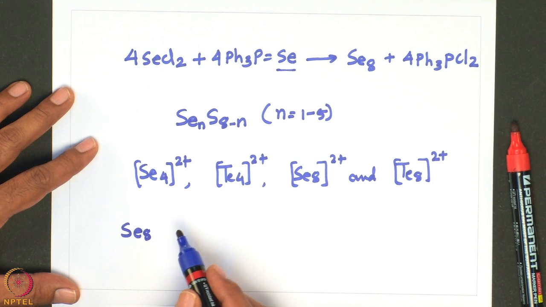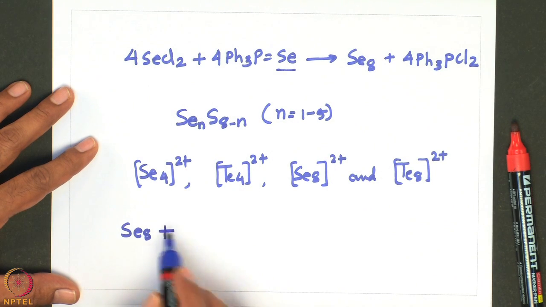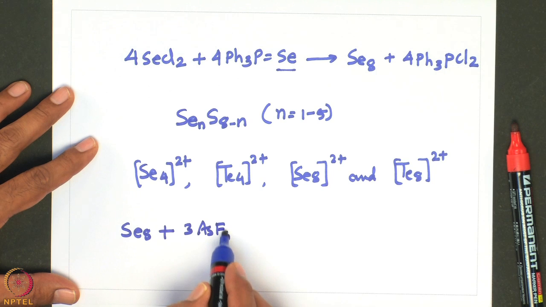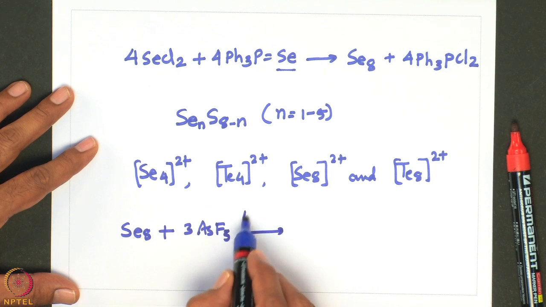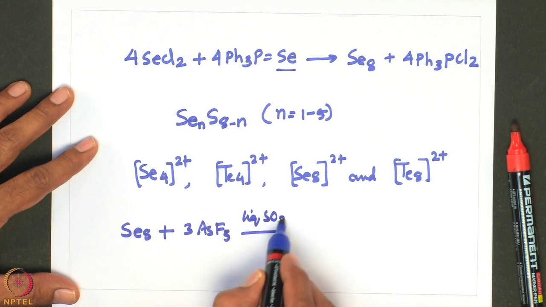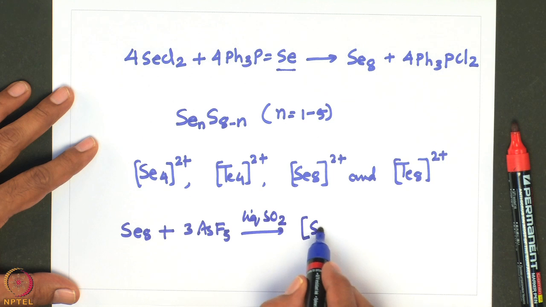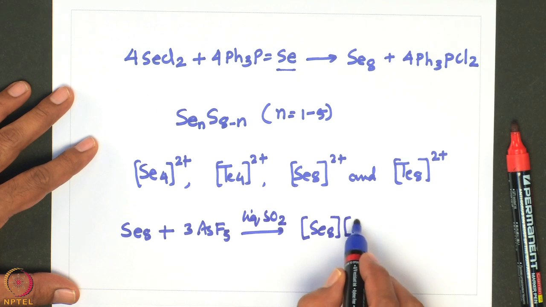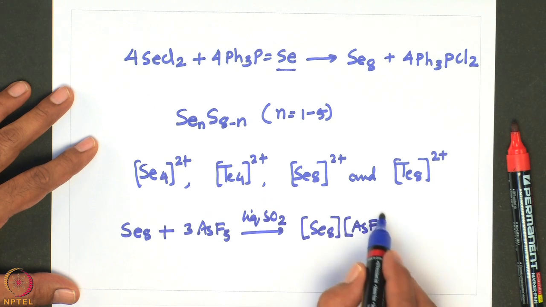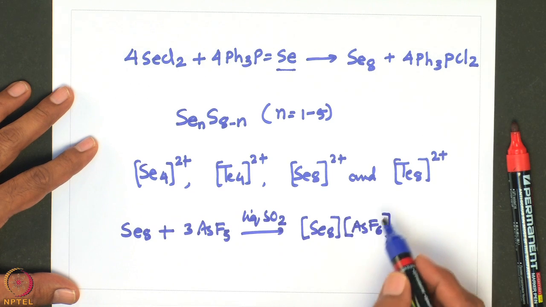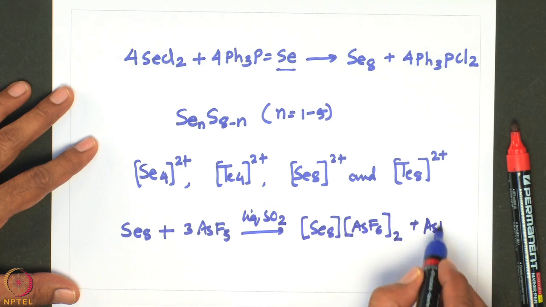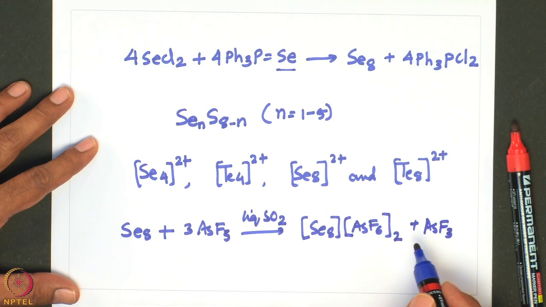Se8 dicationic salt can be made very similar to the sulfur analog. For example, Se8 when it is treated with 3 AsF5 in liquid sulfur dioxide, it forms Se8 dication through the fluorination of arsenic. Okay.